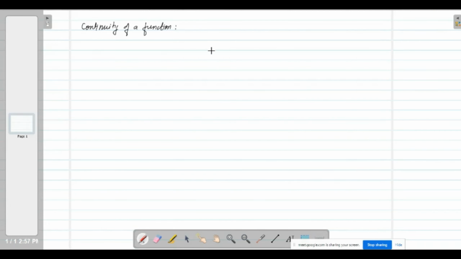In a graphical way, suppose this is your x-axis, this is the y-axis, and this is your origin, and we define a function. Suppose this is your function. This function is continuous. Why is this so? Because there is no break in this curve. So this function is continuous.